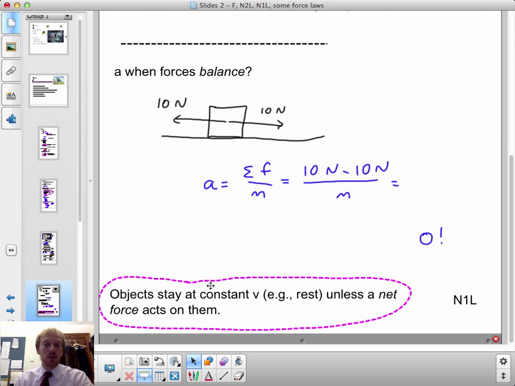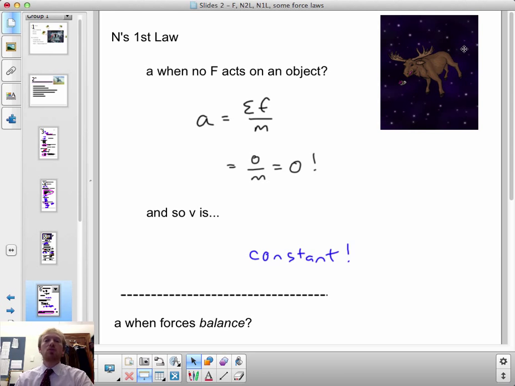Rest, v equals 0, is an example of constant velocity, but you can have this mousse floating through space with this cupcake at constant velocity. I guess in this picture, the mousse is damned never to actually catch up to the cupcake, and so it will just be sort of taunted by the cupcake floating in front of it for all eternity by Newton's first law.